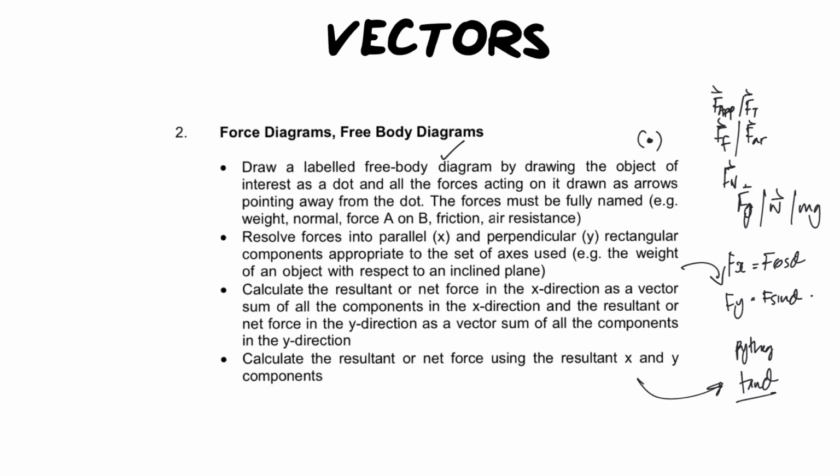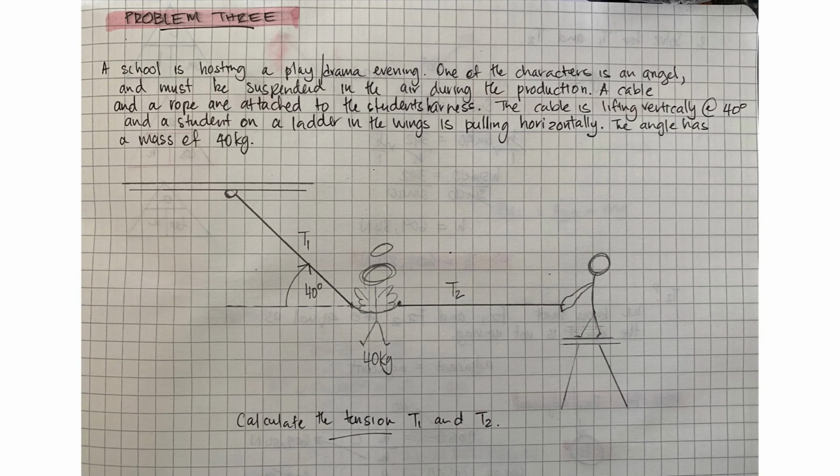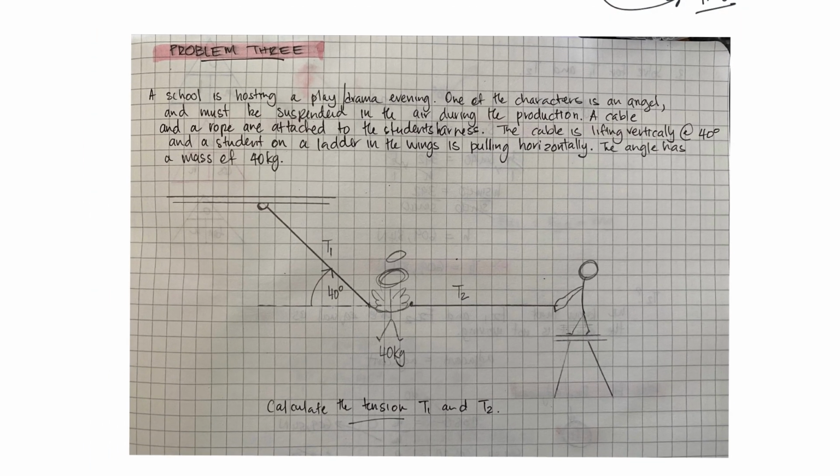So what I'm going to look at now is that example that we didn't get to mark, the one with the angel in the wings. And we're just going to have a look at how you address a question like that. Alright, so I'm just going to add this in.